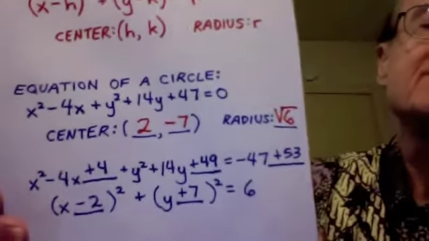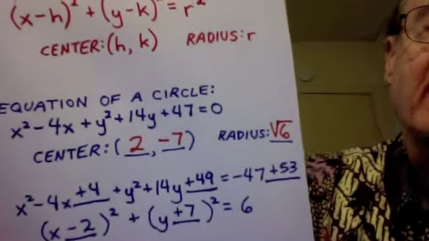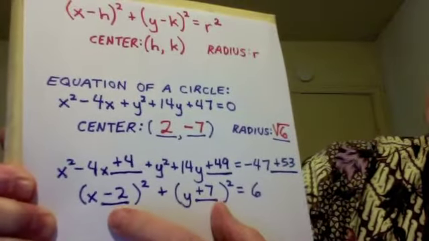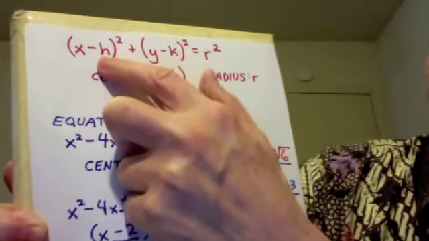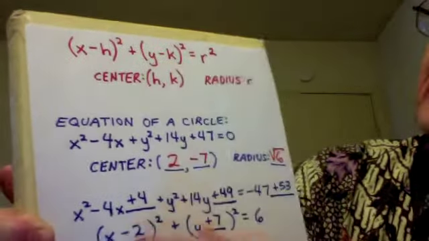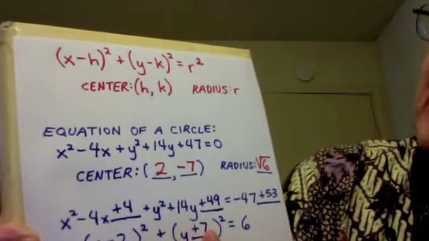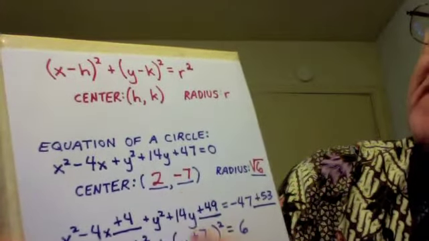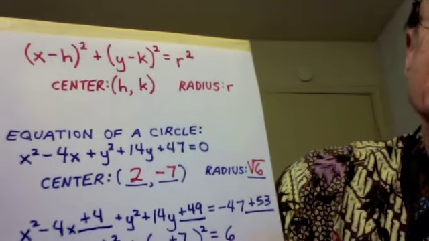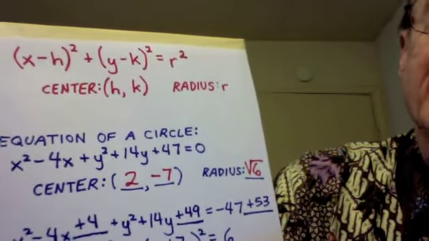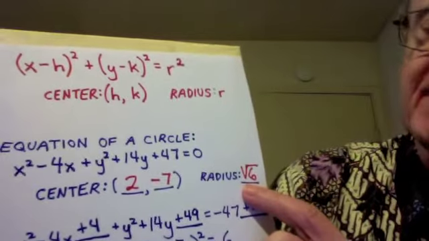And so the coordinates of the center are our h and the k. They are the opposites of these numbers because we have x minus h squared and y minus k squared. So the coordinates of the center are positive 2, negative 7, and since r squared is 6, r itself, the radius, is the square root of 6.